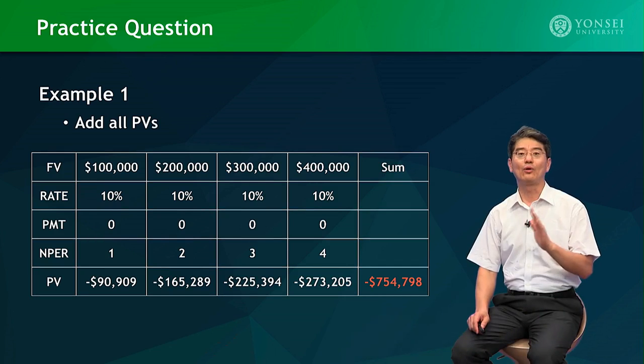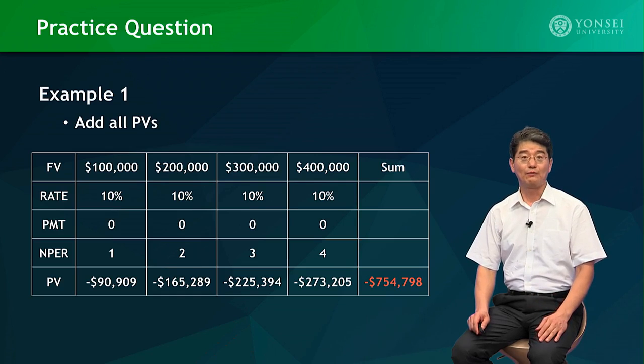Now you need to add all PVs. As you can see in this table, PV of 4 years of cash flows is $754,798. If you're asked to pay less than this amount of PV for the business, then investment opportunity is worth to take.